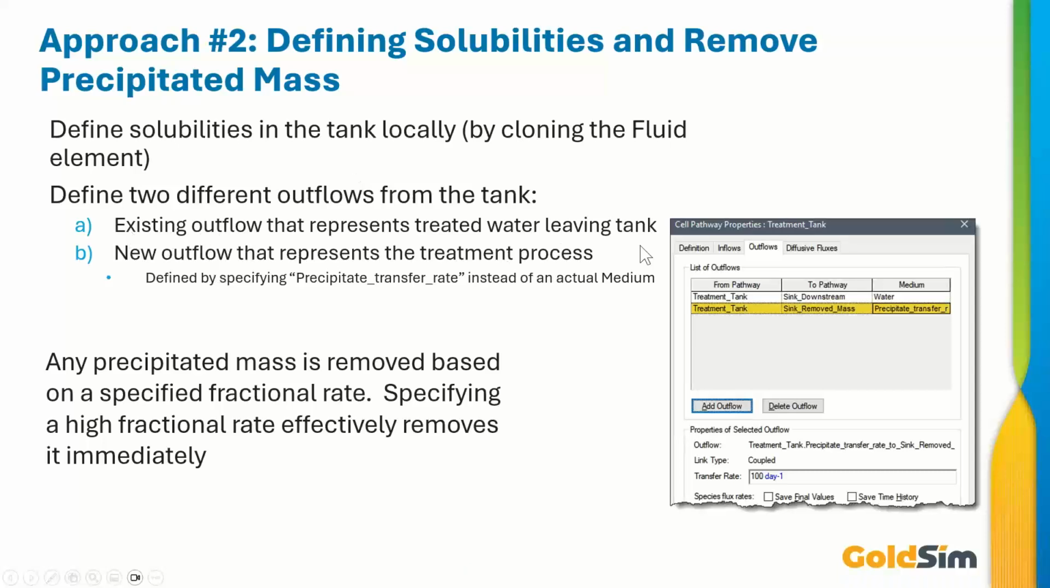Again, we define our original outflow, and then we have a new outflow that represents our treatment process, and it's this precipitate transfer rate instead of an actual medium like water. And then we set the transfer rate to a high number so that any precipitated mass is flushed out of the system very rapidly. So that's those two approaches.